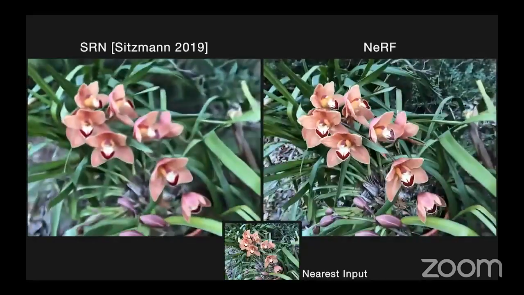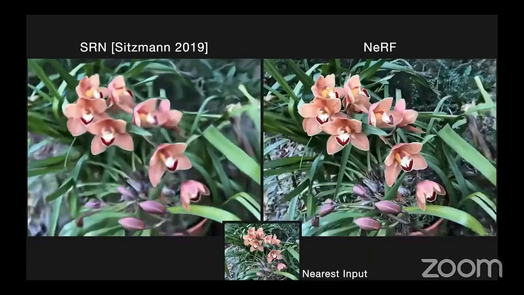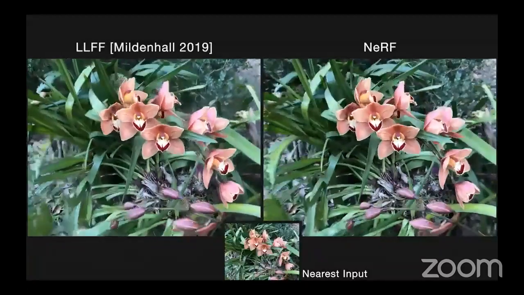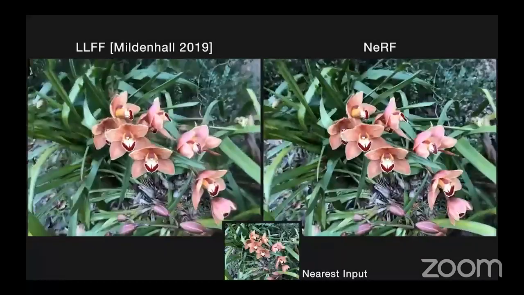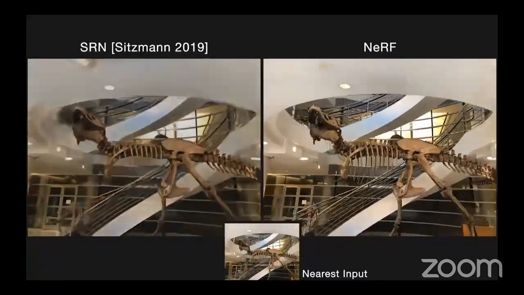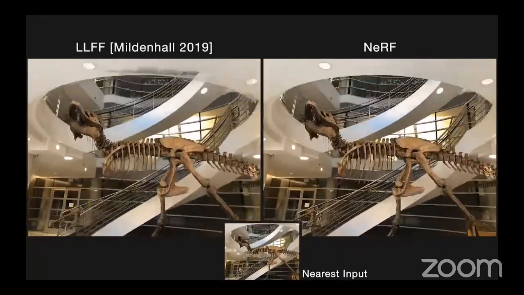SRN uses a recurrent network to ray march through encoded scenes, resulting in inconsistent appearance between rendered views. LLFF blends between multiple renderings with different limited fields of view, resulting in flickering artifacts along image borders. Here, only our method can represent fine details with complex occlusion effects, such as the ribs in this fossilized T-Rex skeleton.